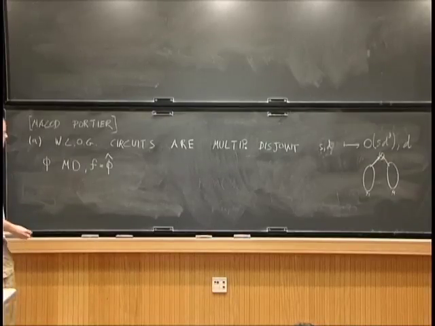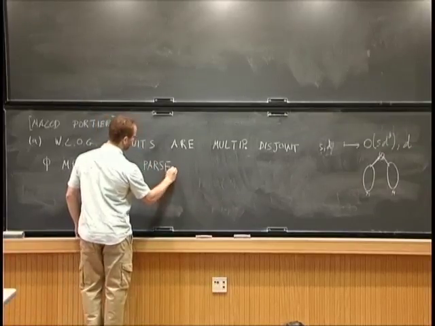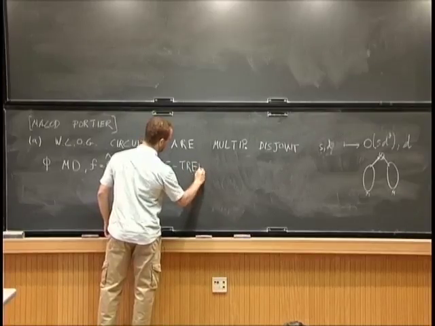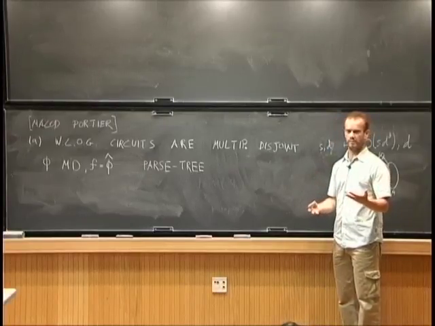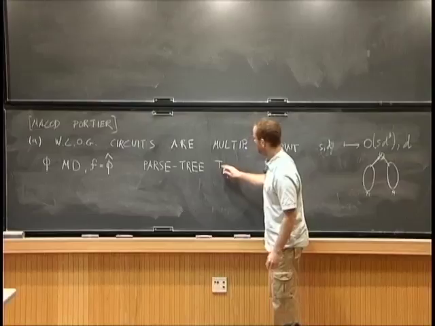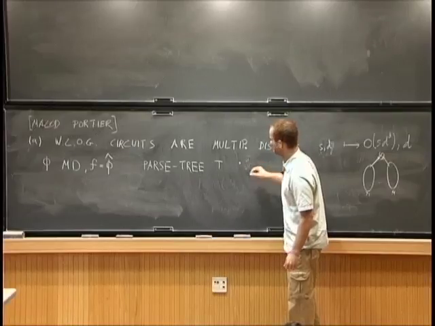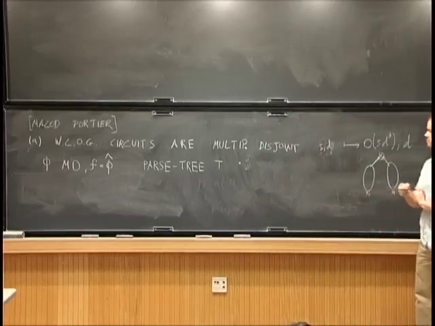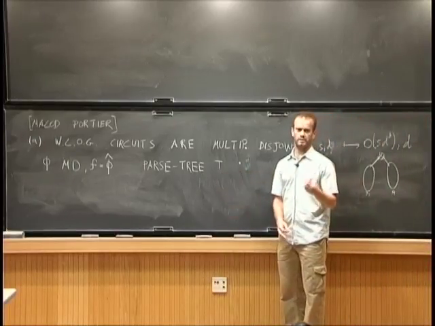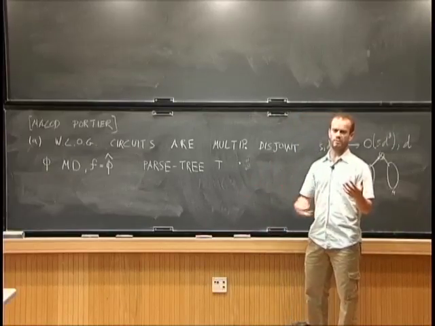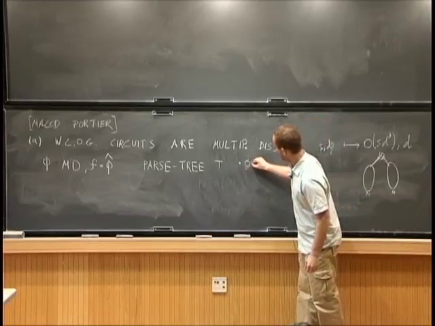More formally, we will define a notion called a parse tree. A parse tree will be a subtree of the circuit, and we will define it by induction. These are what generate monomials. Every parse tree will compute a certain monomial, and the sum over all parse trees will be the polynomial. So I think it will be clear.